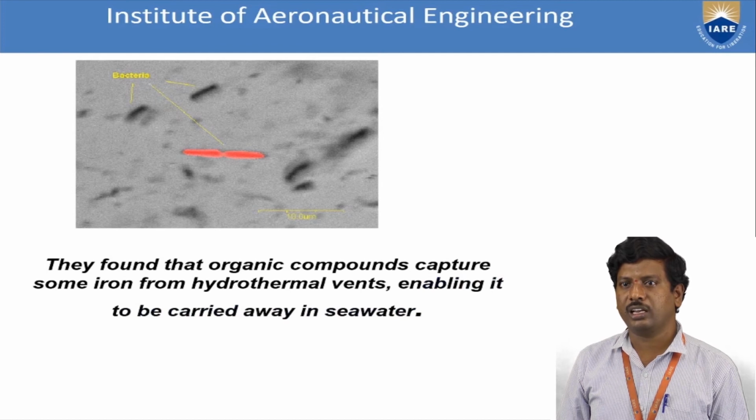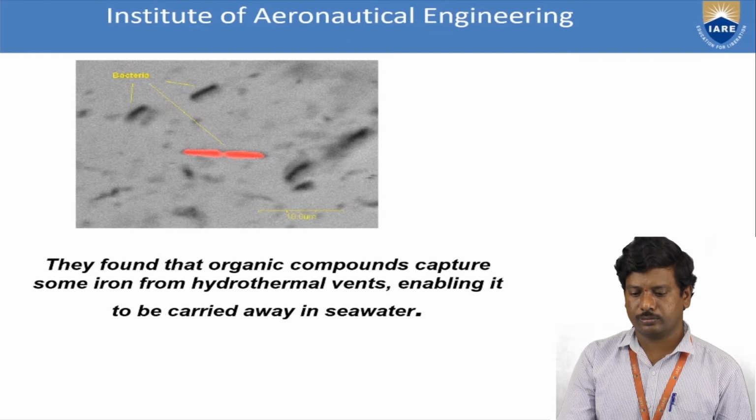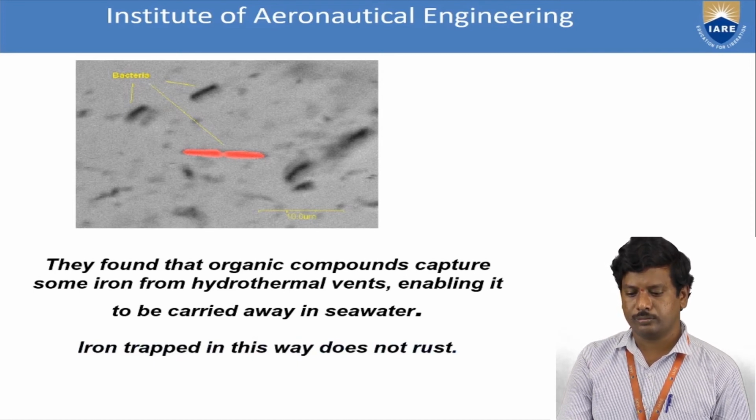This corrosion phenomenon is also found where organic compounds capture some iron from hydrothermal vents, enabling it to be carried away in the seawater. That means in seawater, if there is any organic material, it can absorb the organic compounds, and further it proceeds the corrosion. Iron has the property that once a corrosion layer forms on its surface, it further absorbs moisture from the environment, so the corrosion phenomenon continues. Iron trapped in this way does not undergo the rusting phenomenon.